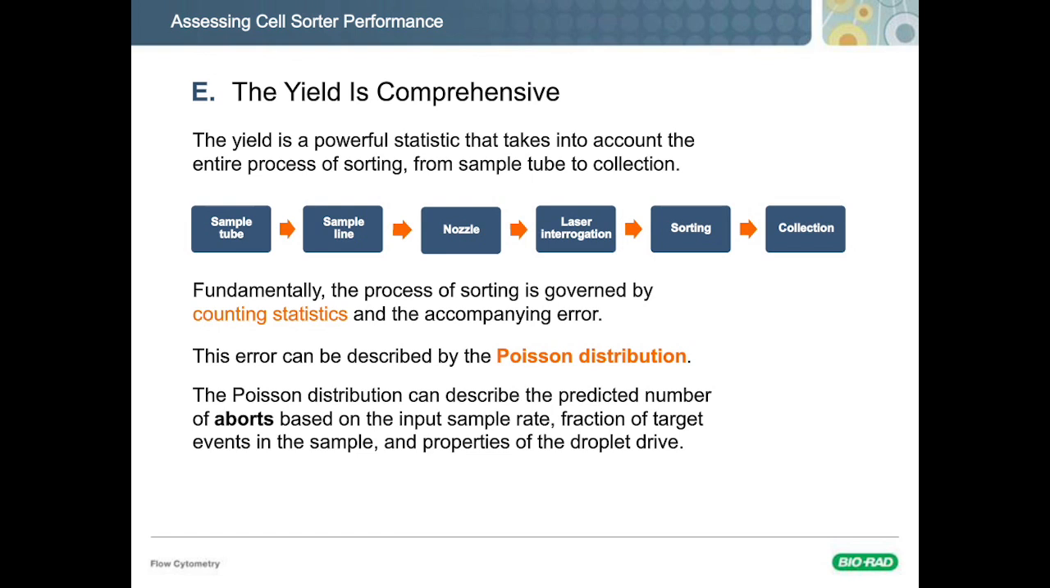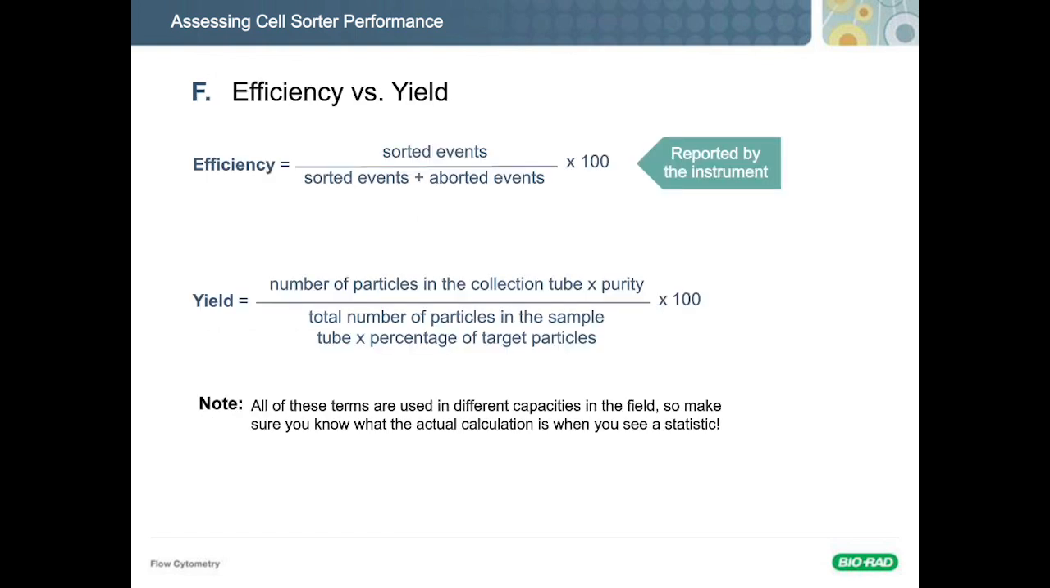And some of that is related to the instrument. Some of that is related to the performance. But it also involves the sample itself and the tube, and that's why yield is so hard to look at. Efficiency is terrific. It's directly reported by the instrument, and efficiency is breaking it off and looking at a smaller portion of the yield.